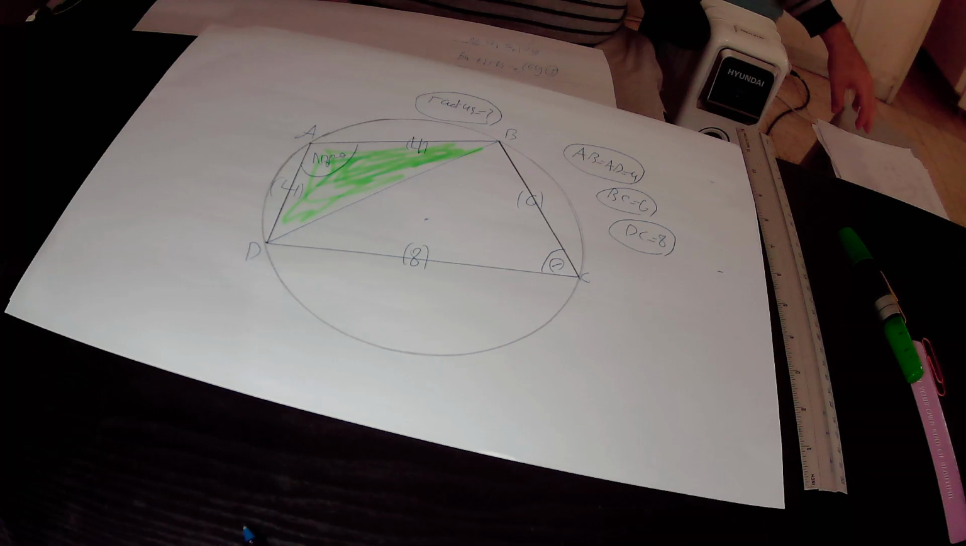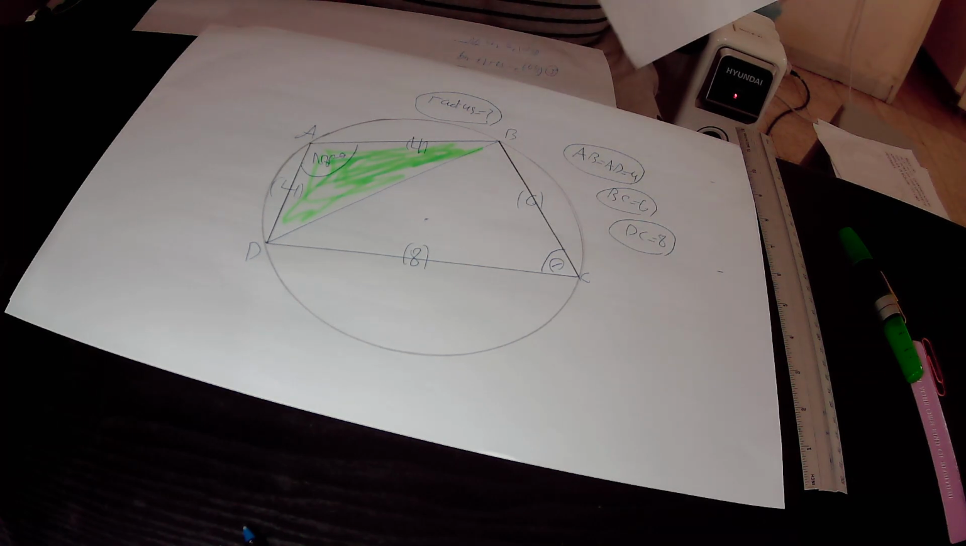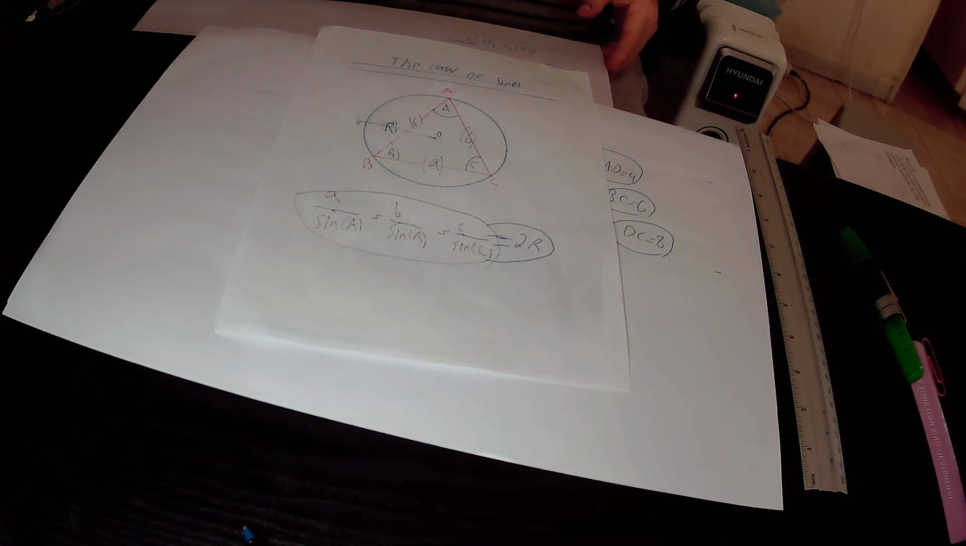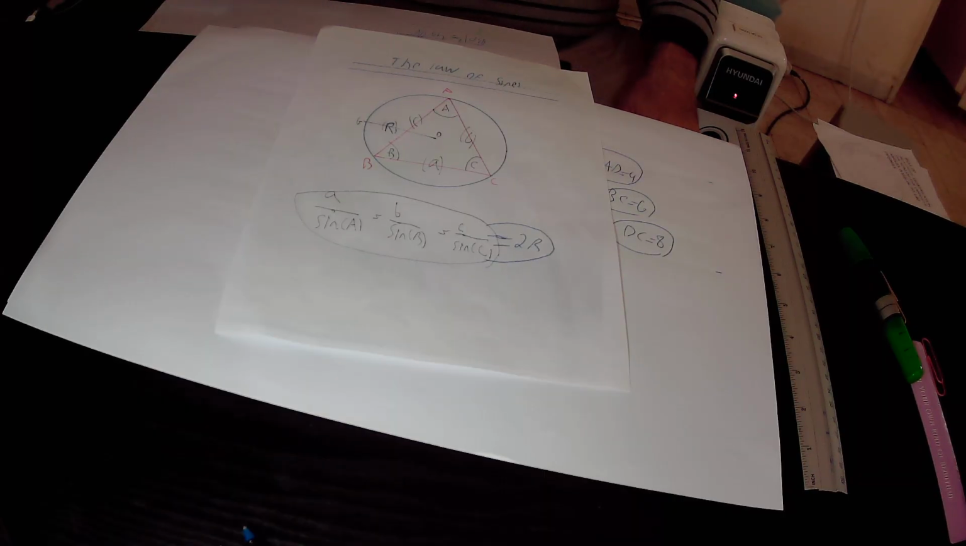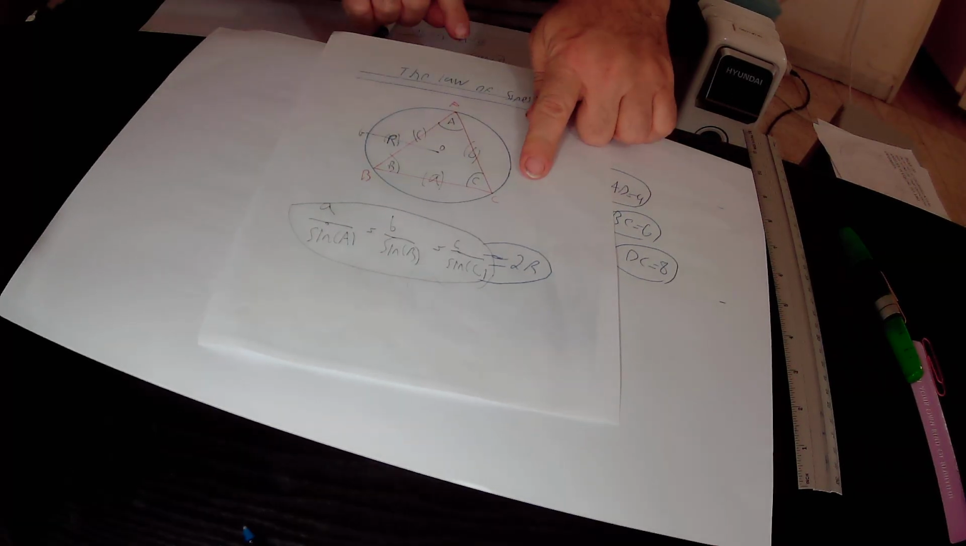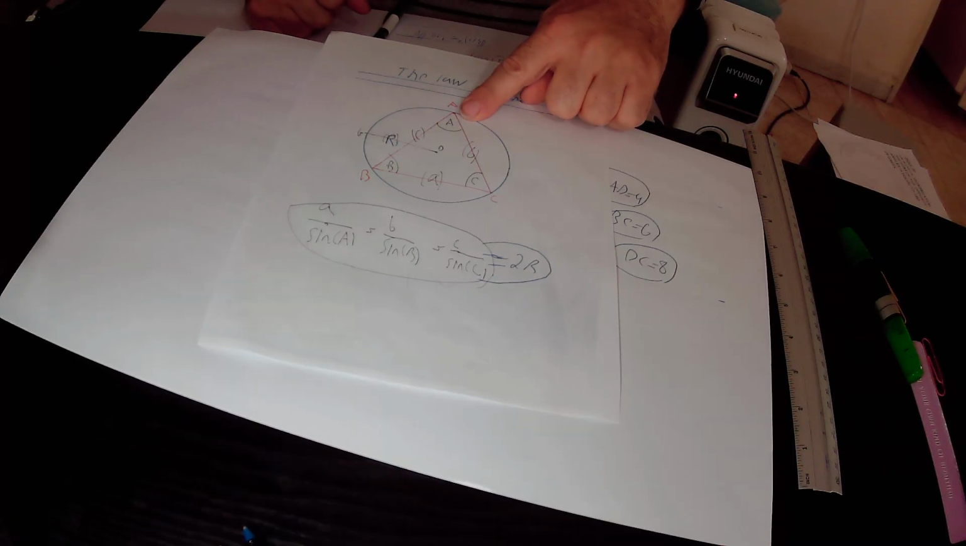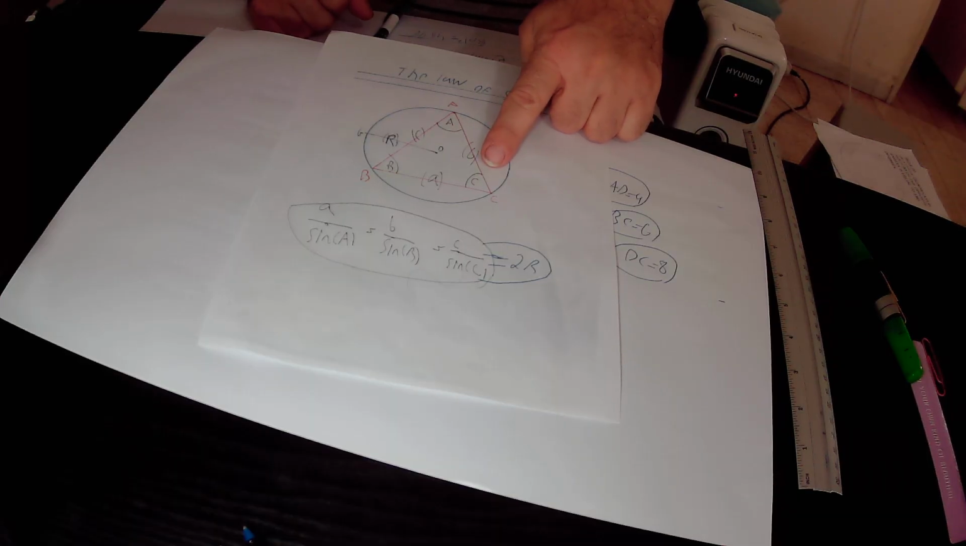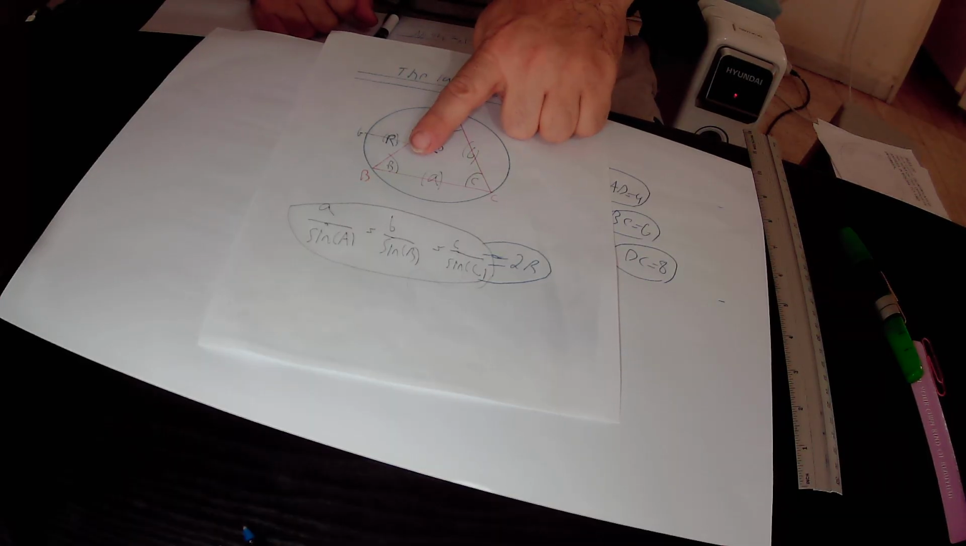Let me quickly review the law of sines. The law of sines is true in any triangle. This is triangle ABC, that could be any triangle. Triangle ABC is described by this circle. AB equals C units, AC equals B units, BC equals A units. Angle BAC equals capital A degrees in size. Likewise, angle ACB equals capital C degrees. And finally, angle ABC equals capital B degrees in size.